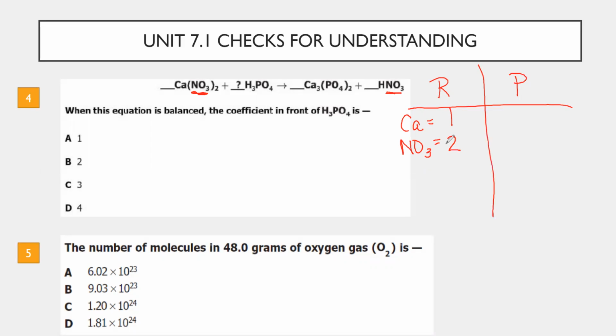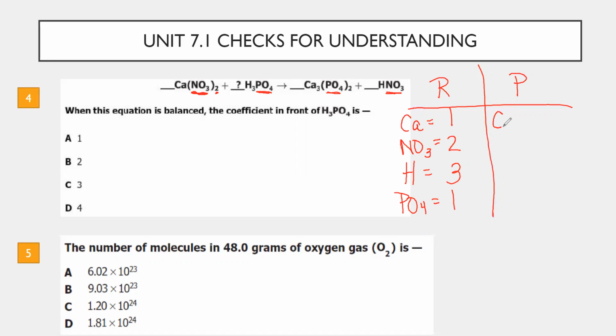So we have 2. A little 2 right here. And then we have H. And there's 3 of those. And then we have another polyatomic ion right here, PO4. And look, PO4 is kept together on that side as well, so we can keep it together when we're doing our count. So there's 1 PO4 on the reactant side.